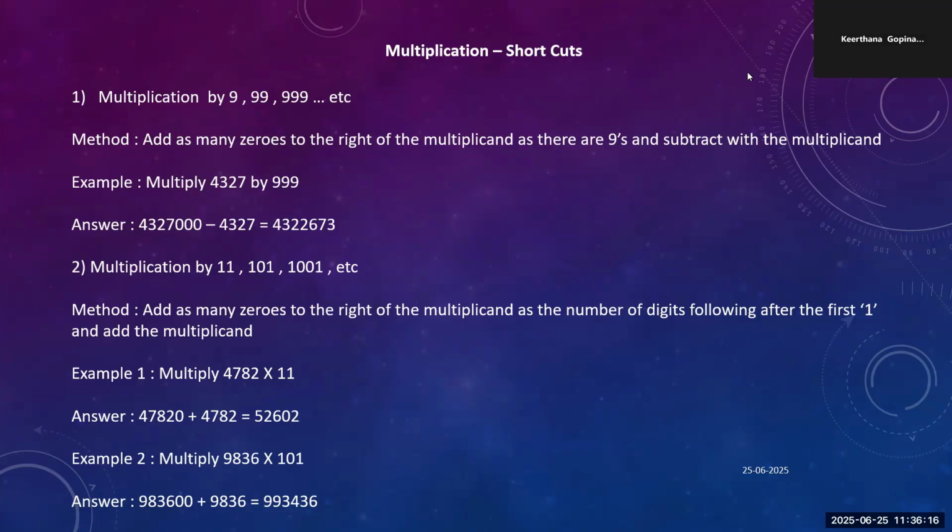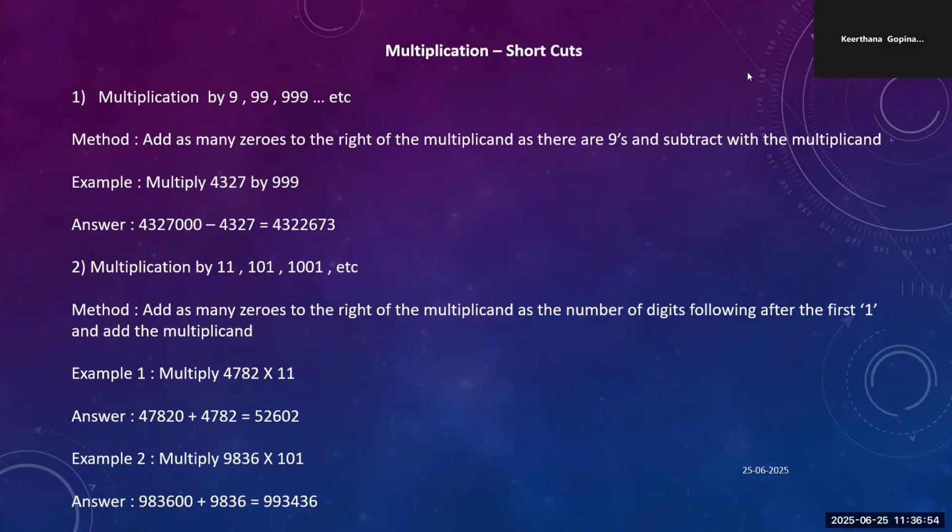And simple, if it is 99, all you have to do is add how many zeros? Two zeros. 99 means two zeros because it is 100, and 100 has two zeros, right? If it is 99, you have to add two zeros to the number and reduce by one. That's it. Similarly, 1000 has three zeros. So 999 means three zeros and minus one. Same logic applies for 9999 also, right? So it's a very simple rule.